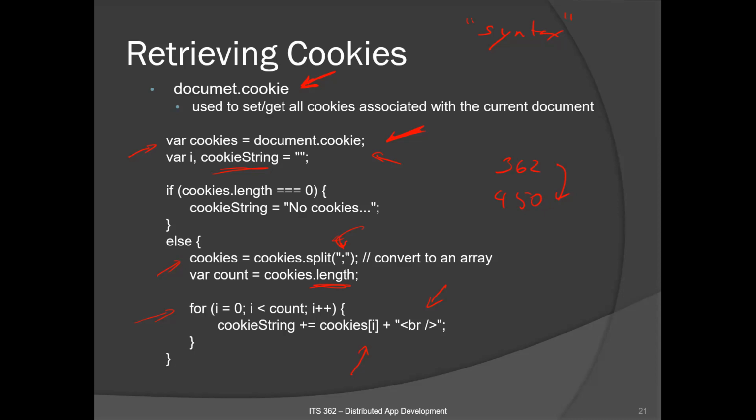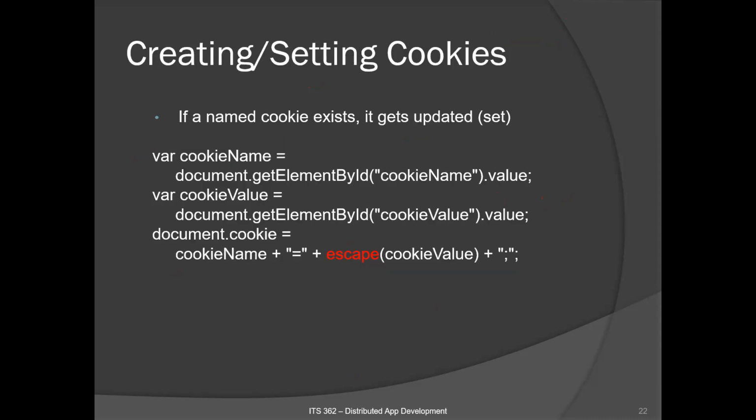All right, so let's move on to the next. Creating, setting cookies. So if a named cookie exists, it gets updated, right? So that's basically how it works. So here we have cookie name, document get element by ID, cookie name, right? And we get the values. So we got that from maybe a text box or something. So we have also the cookie name and the cookie value, get it from another text box.